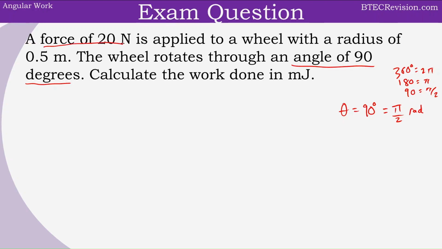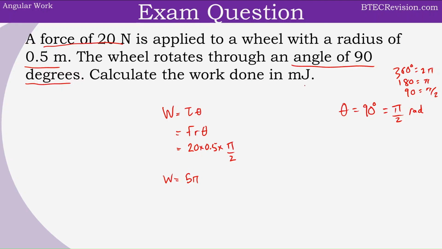And we have the force of 20, and we have a radius of 0.5. So the work done is equal to torque times theta, which is angular displacement, and that's equal to force times distance times theta here, and that's 20 times 0.5 times the angle of pi over 2, which gives us a value of 5 pi.